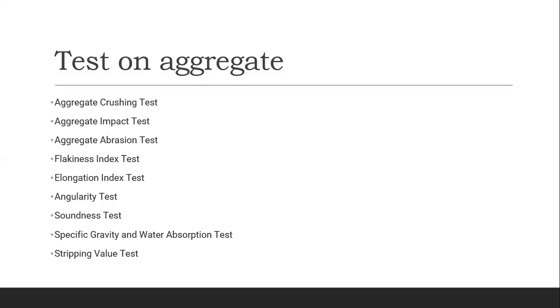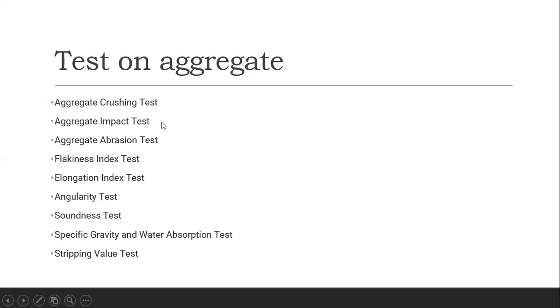Similar to the cement testing procedure, we have some different tests on aggregates to check their suitability for concreting and construction purposes. So different types of tests are available. First one is the aggregate crushing test. Second is the aggregate impact test. Then the aggregate abrasion test. Then the flakiness index test. Then the elongation index test. Angularity test. Soundness test. Specific gravity and water absorption test. And stripping value test are available.